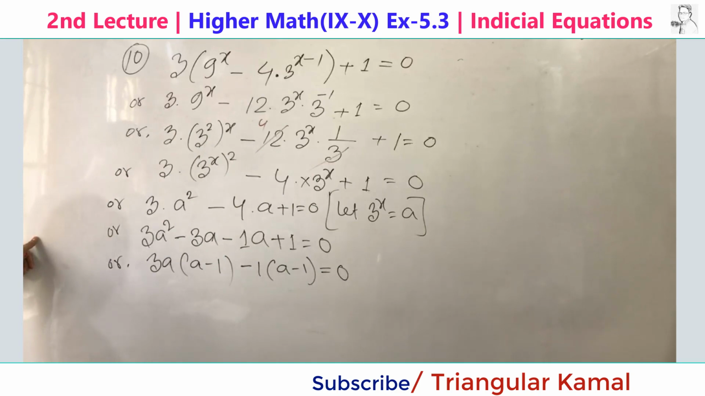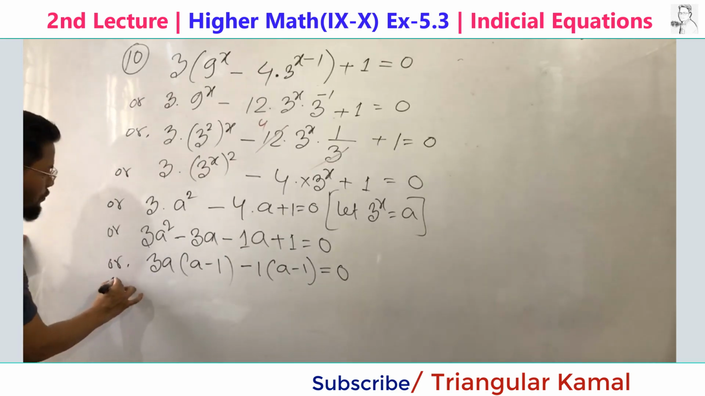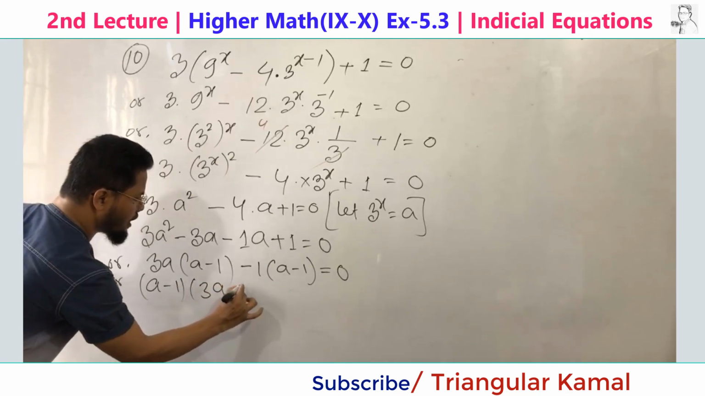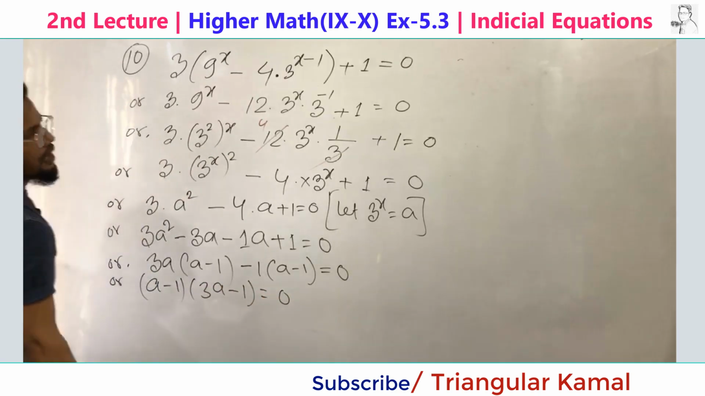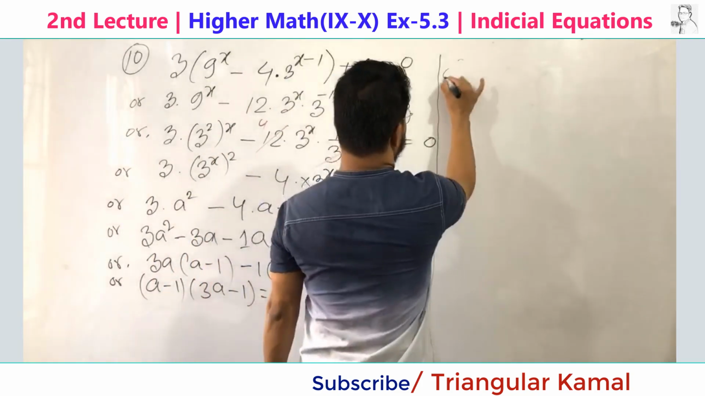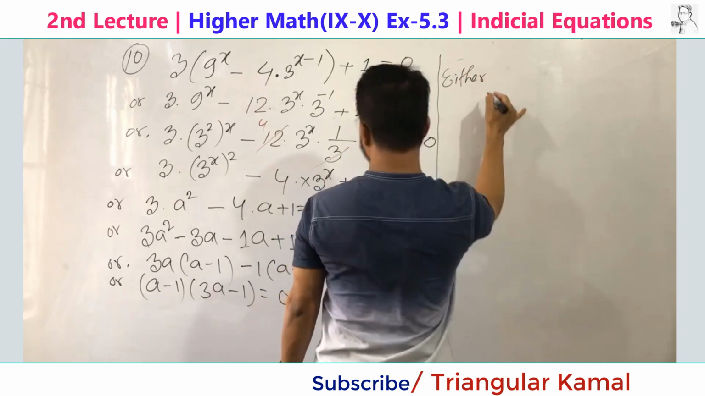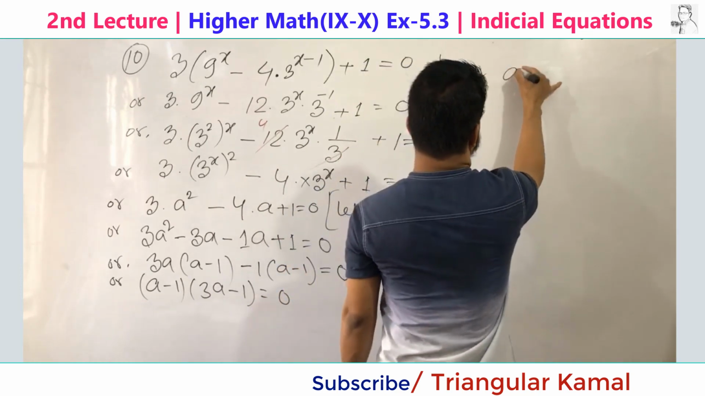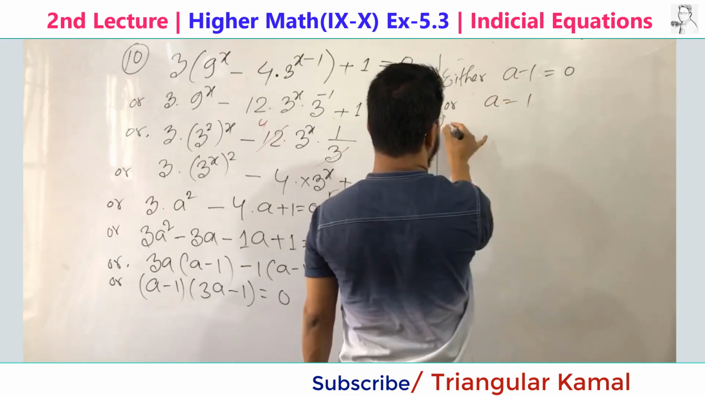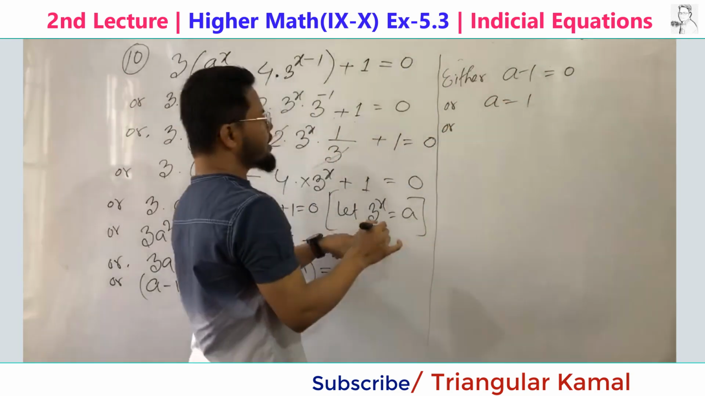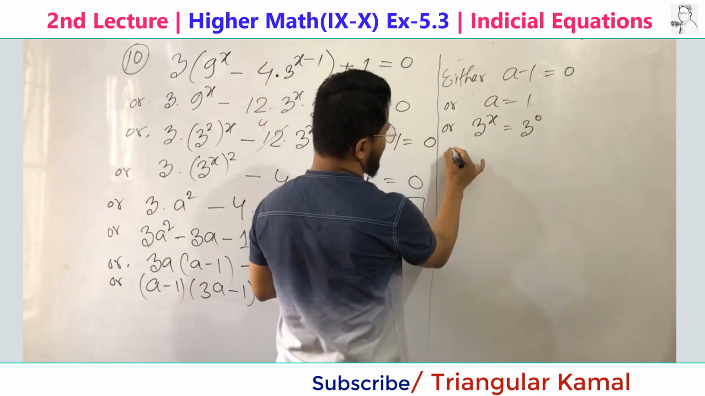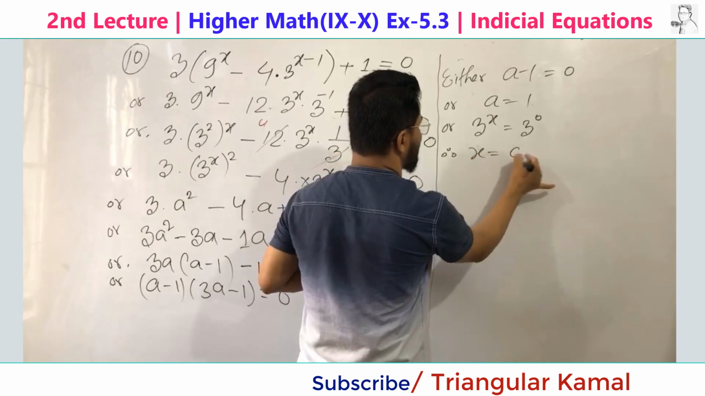So dear students, how many factors will you get here? Two factors. a minus 1 is one factor, and 3a minus 1 is another factor. As in the previous one, now it's very easy. Either the first factor a minus 1 equals 0, so a equals 1. What is the value of x? 3 to the power x is 3 to the power 0, so x equals 0, the first answer.